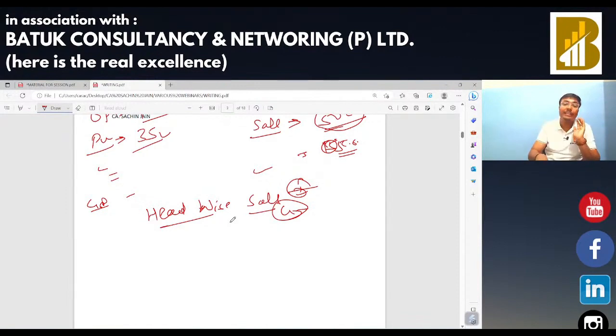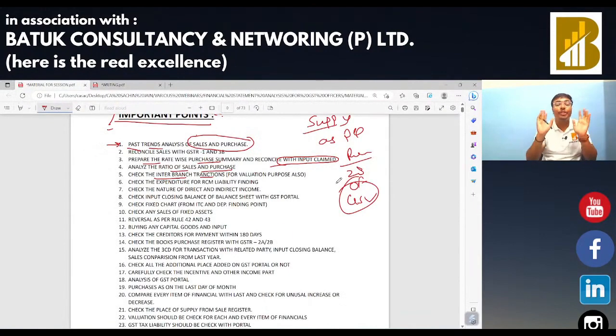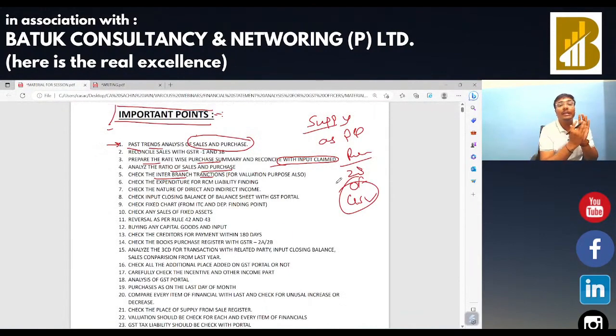Sir, you got the point in case of inter-branch transactions. So you need to be very much careful from the valuation point of view. You can find revenue leakages on account of the valuation point of view.